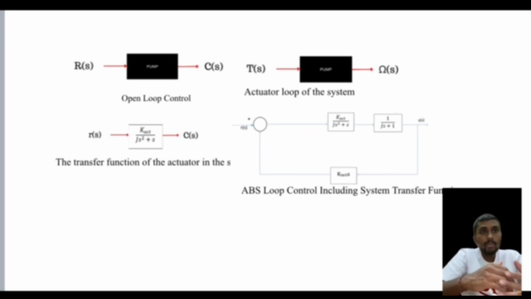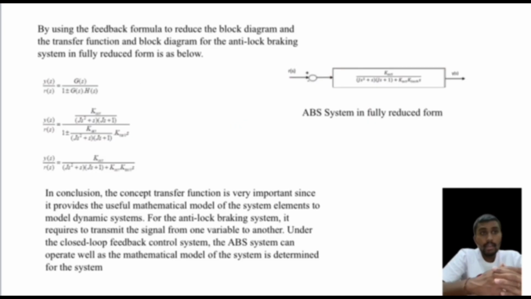Next we want to see how, by using the feedback formula, we reduce the block diagram and the transfer functions of the block diagram. For the anti-lock braking system, the fully reduced form is as below.